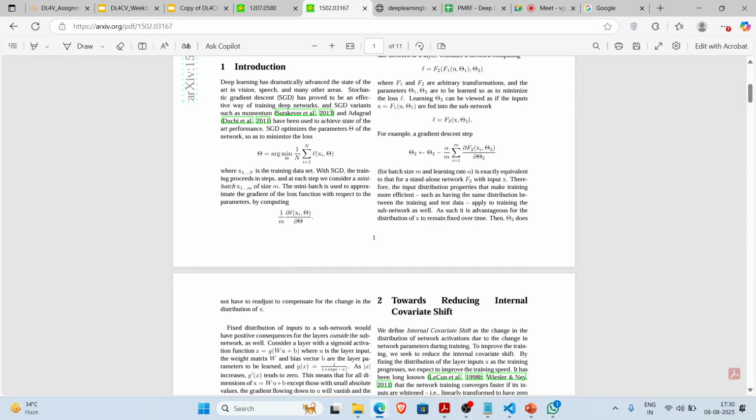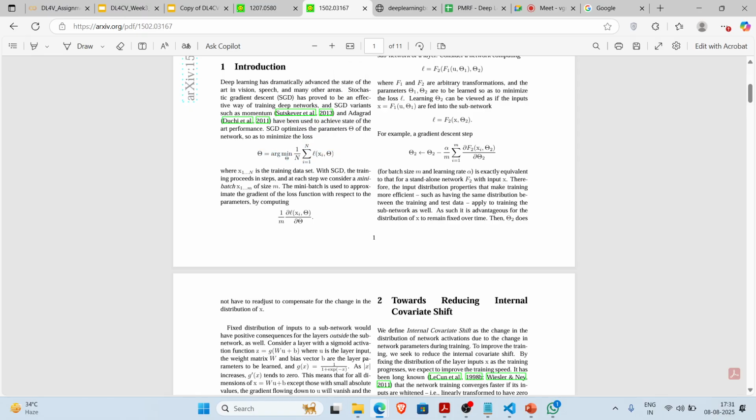So what we're doing is that first to understand the problem, okay, what is there. Deep learning has dramatically advanced the state of the art in vision, speech, and other areas. Stochastic gradient descent proved to be an effective way of training the network. This is the optimizer, okay. Stochastic gradient descent with momentum, AdaGrad, RMSProp, these are the optimizers that are there. So you need to optimize this.